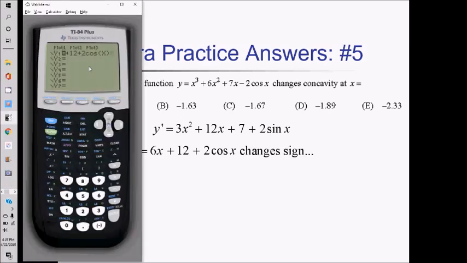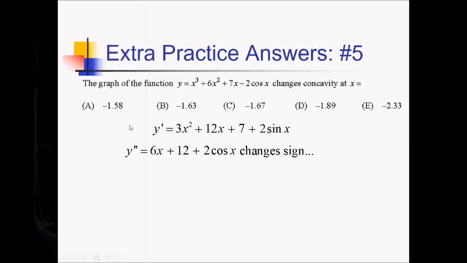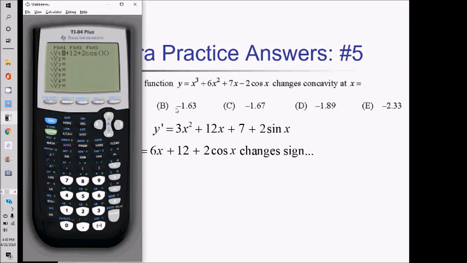So I've entered this y double prime function into my y equals as y1. But now for the interval, what should I use? Well, I'm going to use a window, just looking at my answer choices. They're all between basically negative 1.5 and 2.5. Let's be a little conservative here. Let's do from negative 2.5 to 1. And that ought to definitely cover us.